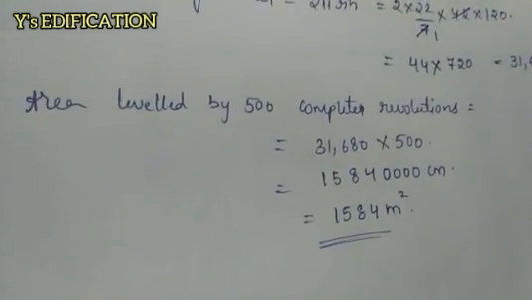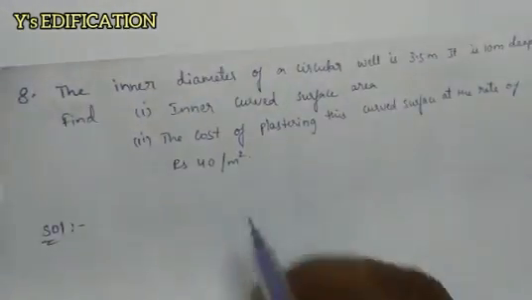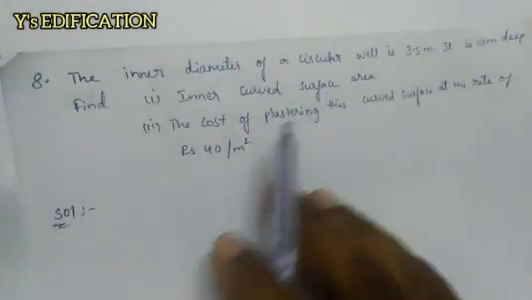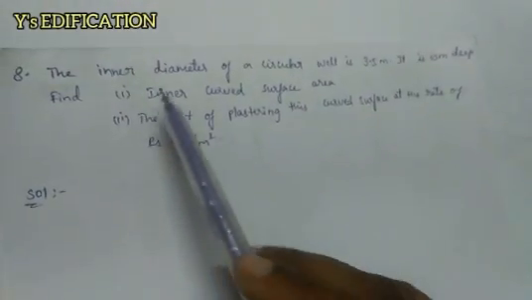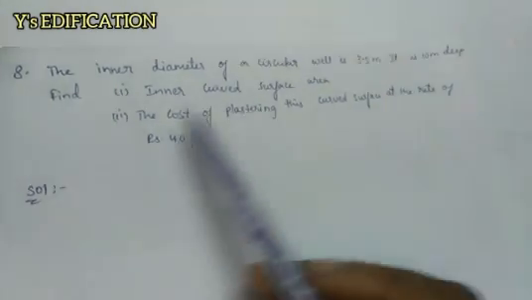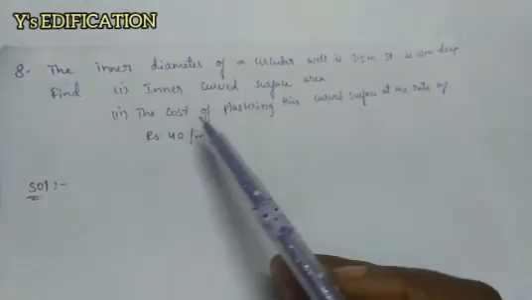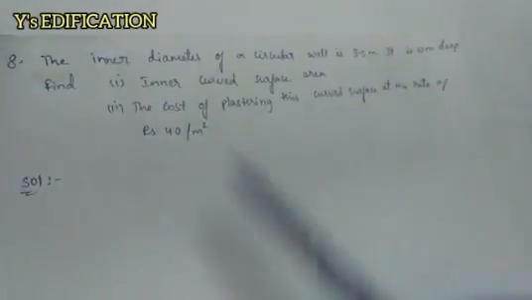Okay, sorry for the small inconvenience in the previous problem. That is a curved surface area, not total surface area. Okay, and coming to the next one, the inner diameter of a circular well is 3.5 meters. It is 10 meters deep. Find the inner curved surface area and the total cost of plastering the curved surface area at 40 rupees per meter square. Okay.